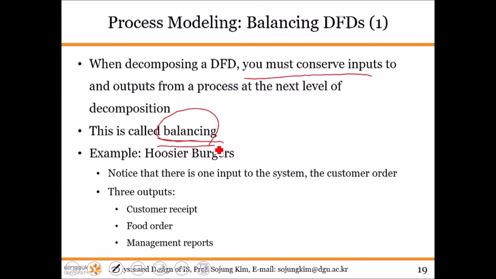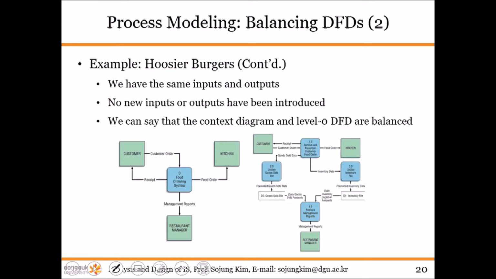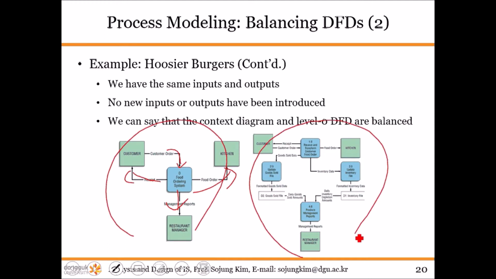So okay, keep the same name for the same role. And if you look at this burger system, there was one input to the system, the customer order, right? And three outputs: customer receipt, food order, management report. So customer order, three outputs, right? Good. And I already mentioned that this is balanced with level 0, right?